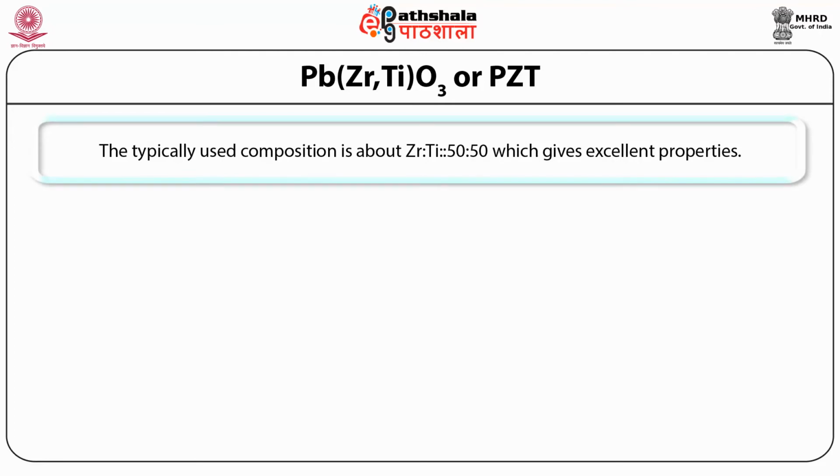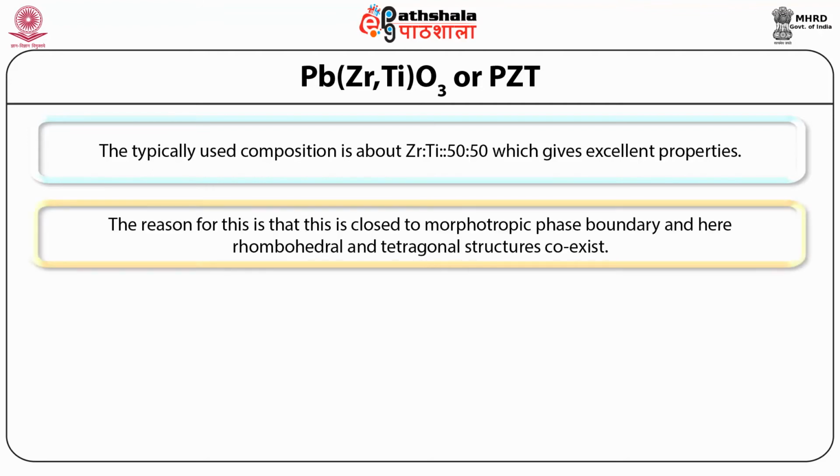Now the next example is PZT. PZT is lead zirconium titanate. PZT is one of the most used piezoelectrics in a variety of applications due to its excellent properties and high enough transition temperatures. It has a perovskite structure with B sites randomly occupied by isovalent titanium and zirconium ions. The typically used composition of zirconium and titanium is 50:50, which gives excellent properties.